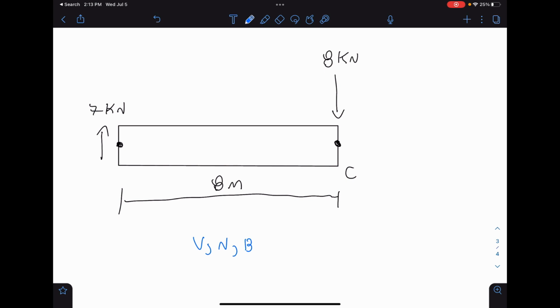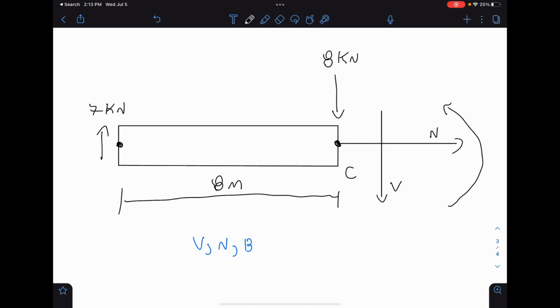So let's draw them in. So first of all, at C here, we have a positive shear force downwards, and then we have a pulling force called the normal force. And then, of course, we have our bending moment curling our beam upwards. So now, it's exactly what it looks like. You use the equilibrium equations again, but you do it about point C.